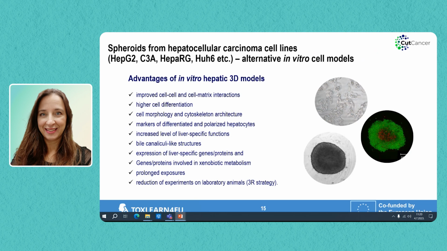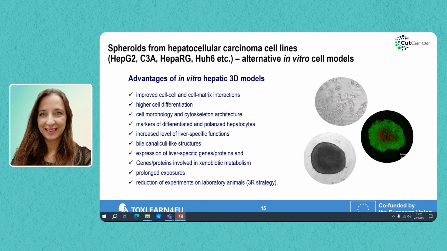The cells are highly differentiated. The cell morphology and cytoskeleton architecture are closer to liver cells. They also express the markers of differentiated and polarized hepatocytes. And very importantly, they have an increased level of liver-specific function, which is important in our research studies because we want to have metabolically competent cells that activate and detoxify xenobiotic substances.